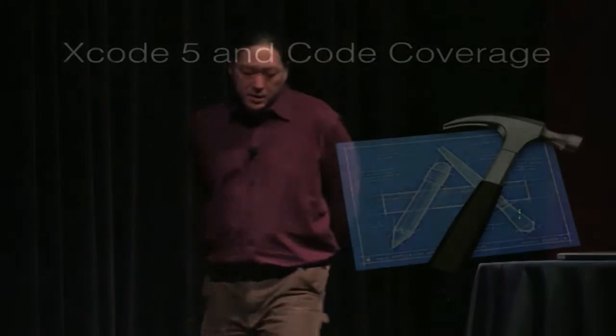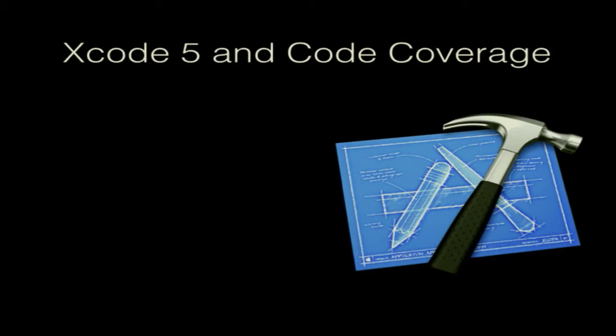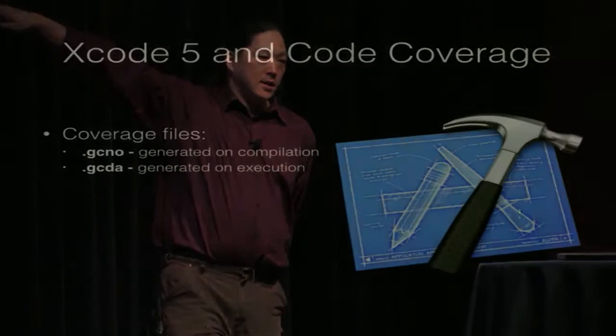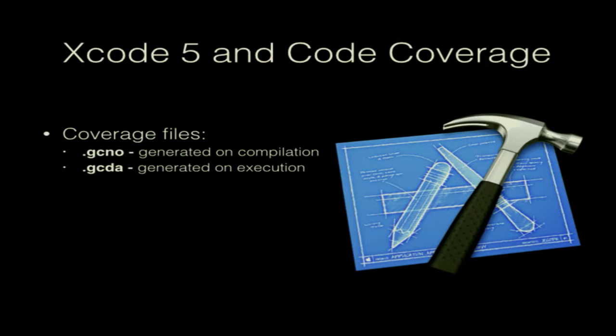So how do we get Xcode 5 and code coverage working? Well, first I want to step back and talk a little bit about what's involved when you want to turn on code coverage. The first thing is there are 2 coverage files that you need, and these are generated by the compiler and when you run the application.